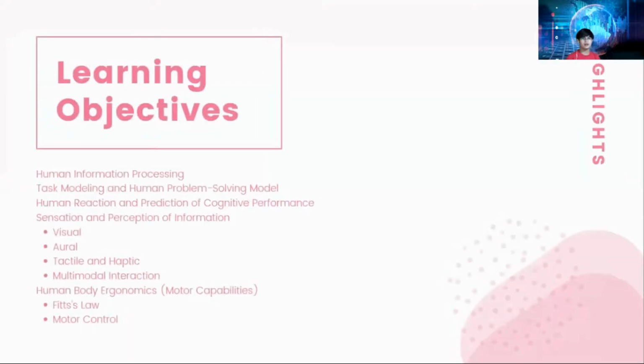Okay, so our learning objectives are the following: human information processing, we're going to discuss that one, task modeling and human problem solving model, human reaction and prediction of cognitive performance, and also sensation and perception of information. That includes the visual, aural, tactile and haptic, multimodal interaction, and also we're going to discuss the human body ergonomics or the motor capabilities, what Fitts' law is all about, and then the motor control. Okay, so I hope you're going to learn something from this video.